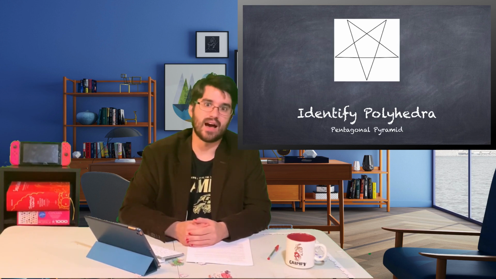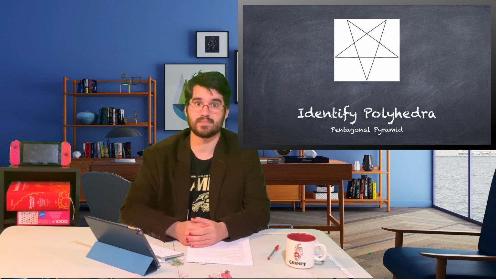The second net, I can tell, represents a pyramid because it has one polygon as a base and then a handful of triangles that if I folded them together would all meet up at the top. So this is a pyramid. The figure at the bottom is a pentagon, which makes it a pentagonal pyramid.